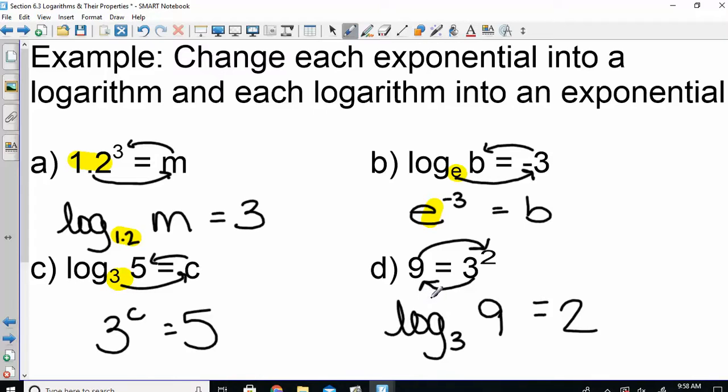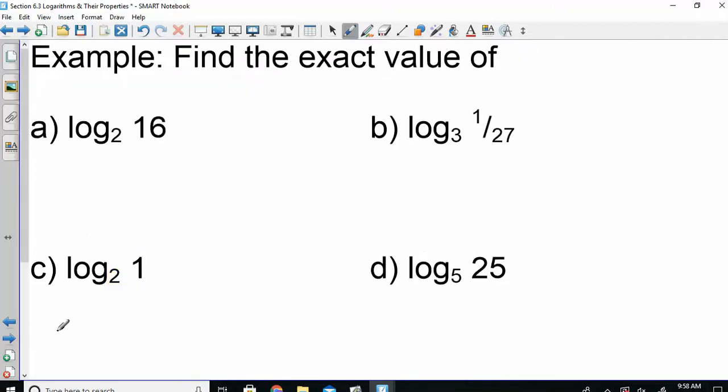Let's see if we can evaluate some of these logarithms. So I want to see if we can get the answer. Log base 2 of 16. So we have some options here. I want to caution you. There is a log button on your calculator. It's base 10. So if I type in log 16 on my calculator, it's going to give me the wrong answer because it's base 10 and I want base 2.